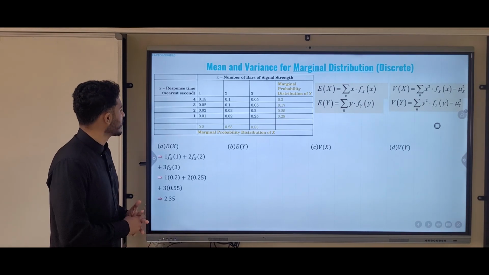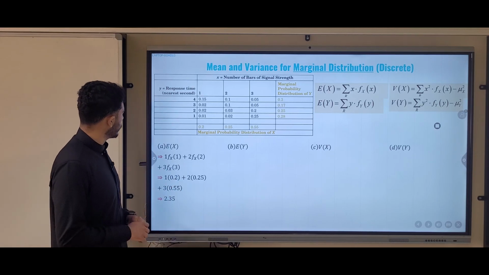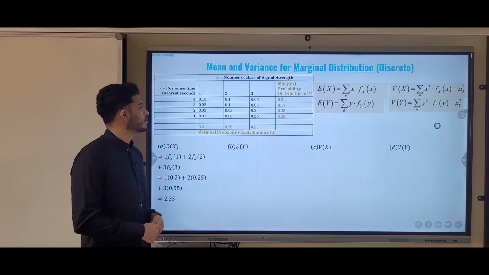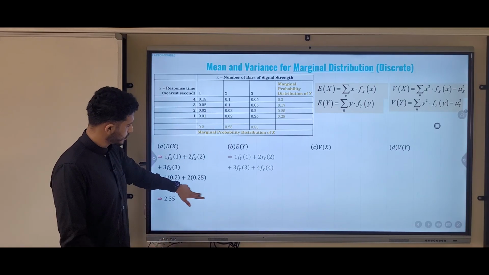Should be basic. For b, expected value of y, same idea. You take the outcome for y, you multiply it by its marginal probability, and you do that for all of the values for y here, and you should end up with the answer at the end.